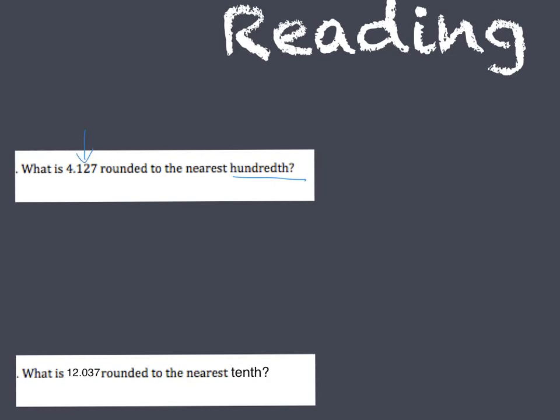It is the 2. So I'm going to look to the neighbor right next to it, which is a 7, which is greater than 5, which means that I round the 2 up to a 3. So my answer would become 4 and 13 hundredths. No zero behind it.